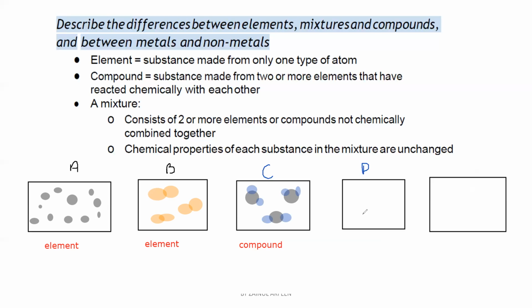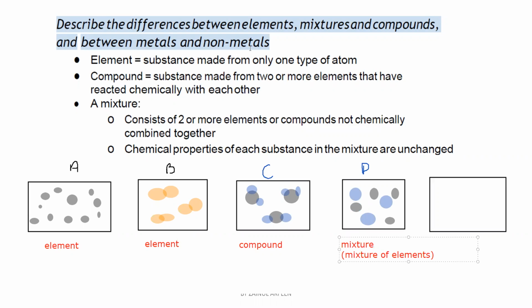Then about D, if we have one element and we have another element, but they are not chemically joined together, they are only mixed with each other, so we call that a mixture, or we can simply say it is a mixture of elements. Like two elements are there, they are mixed with each other.